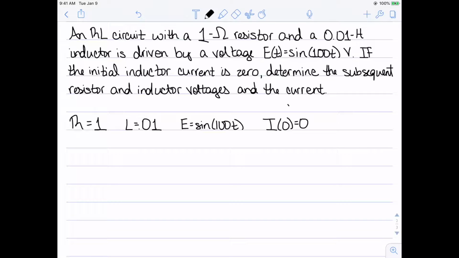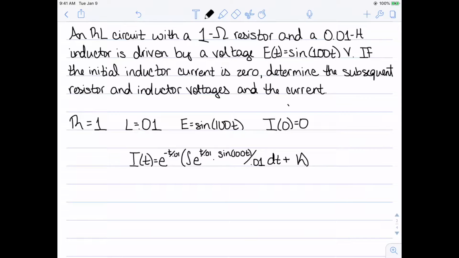Essentially, this problem gives us that the resistance R is 1, the inductance L is 0.01, our function E is sine of 100t, and since the initial inductor current is 0, we have that I of 0 is equal to 0. So now let's set this up based on the formula we just talked about for solving this. This gives us that I of t is equal to e to the negative t over 0.01 times the integral of e to the t over 0.01 times sine 100t over 0.01 dt plus k.